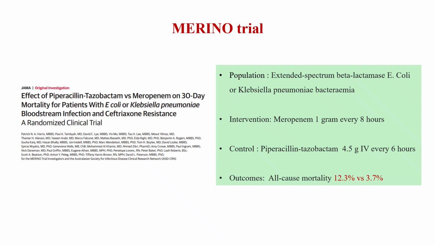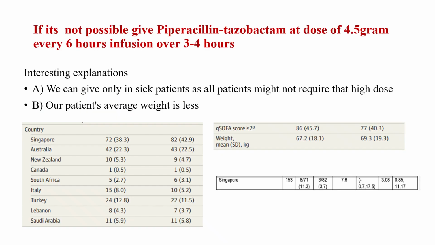So from this study, it is very clear that if the patient is having severe infection, especially with bacteremia, meropenem is much better than piperacillin-tazobactam. The counter argument is if you keep using meropenem for all the patients, it will obviously lead to carbapenem resistance. So what is the option? Can we use piperacillin-tazobactam only?